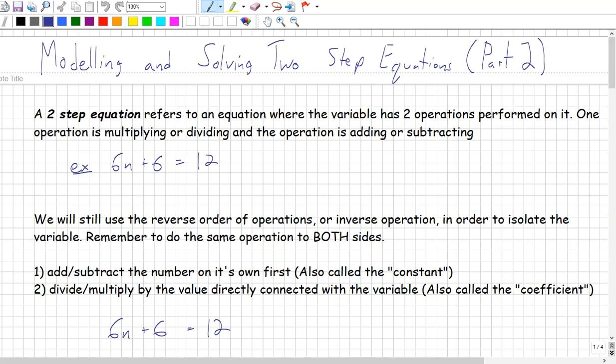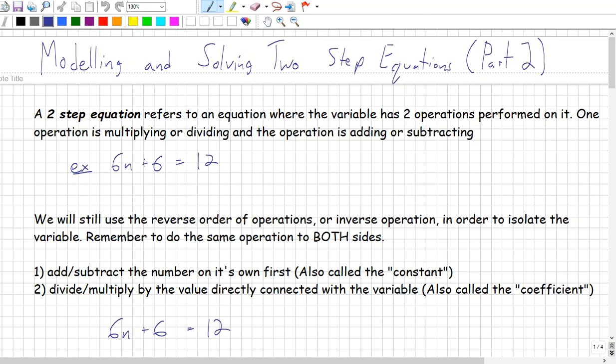In this lesson, we're going to look at modeling and solving two-step equations. This is part 2 of the last lesson where we looked at modeling and solving one-step equations. So, still doing the adding and subtracting, doing the reverse order of operations to eliminate values on their own, but still looking at the variable itself and how to isolate that variable.